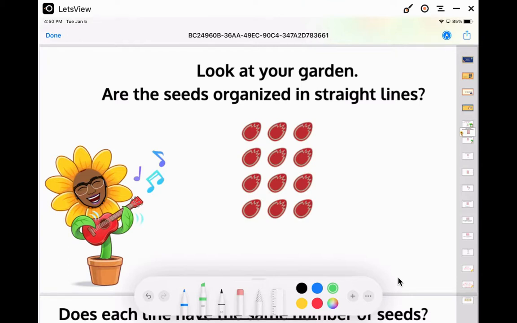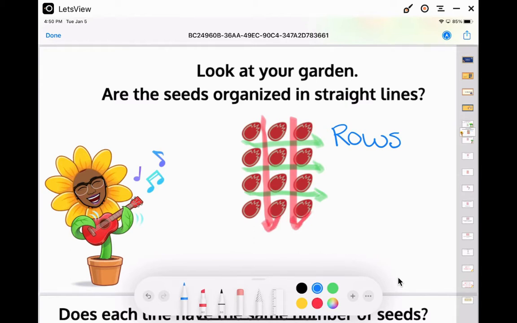Yes, the seeds are organized in straight lines that go straight across. The straight lines that go straight across are called rows. Also notice that the seeds are organized by straight lines that go down. The straight lines that go down are called columns. When you have equal rows and equal columns, you have created an array.